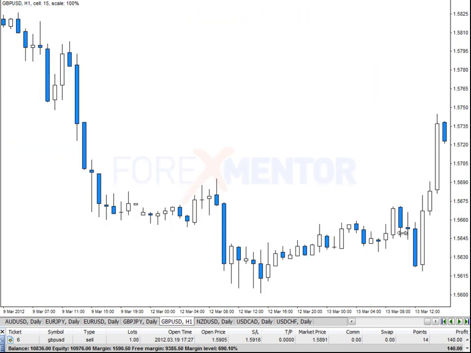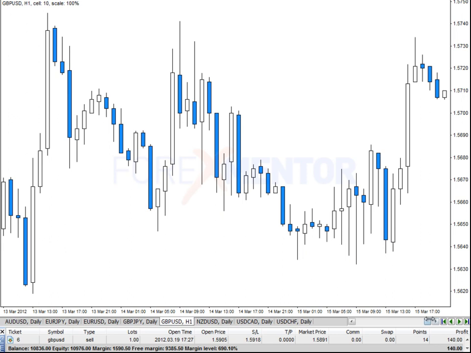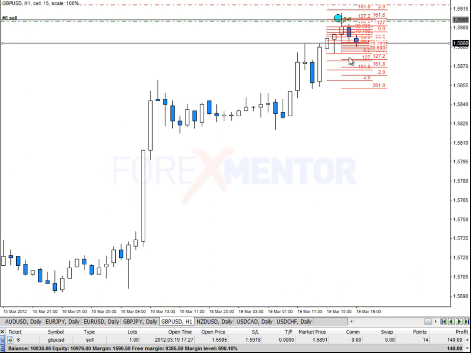I want to try and leave the fibs. It's a little bit messy. The way I would normally trade this is having different actual pound dollar charts open, so you could view the different time frames. You don't have to worry with the Fibonacci lines like this. Okay, so price is slowly starting to break away here.